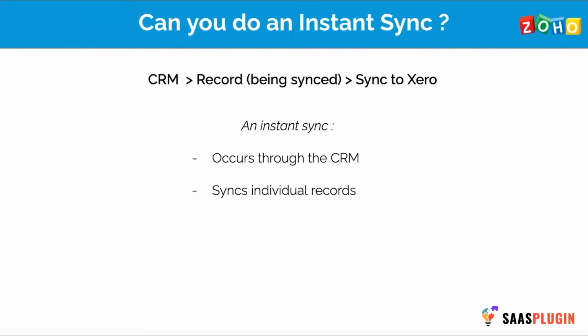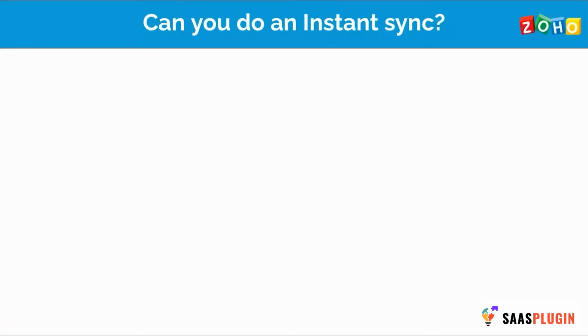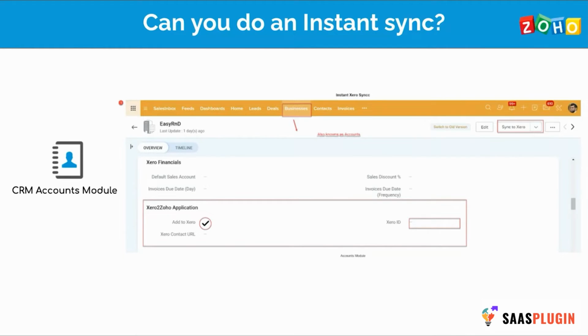The only specifications here are that the Xero to Zoho application details need to be filled out. Let's take a look at an example. Let's take this account from our CRM's accounts module, for instance. After syncing the extension, you'll get this sync to Xero option on the top right of your record. To do an instant sync into Xero, just hit that button and it'll be on its way.